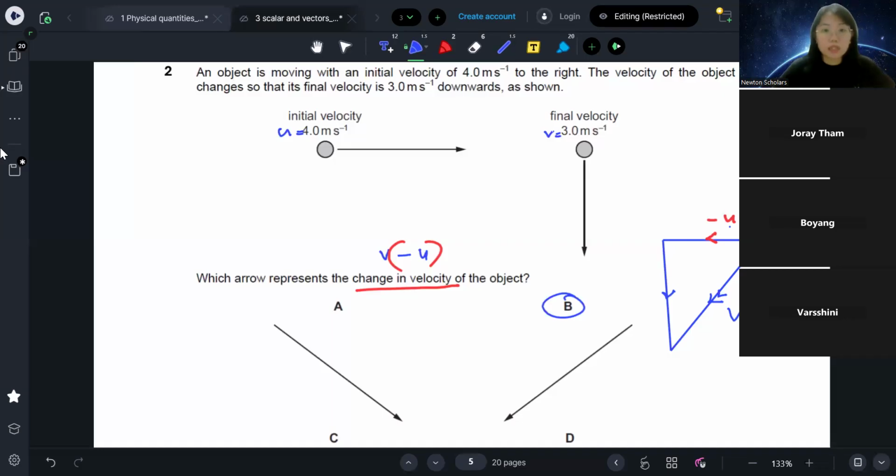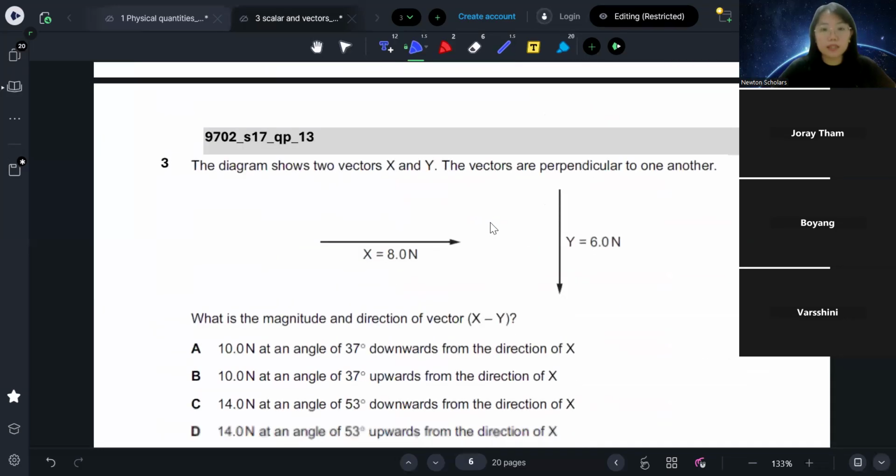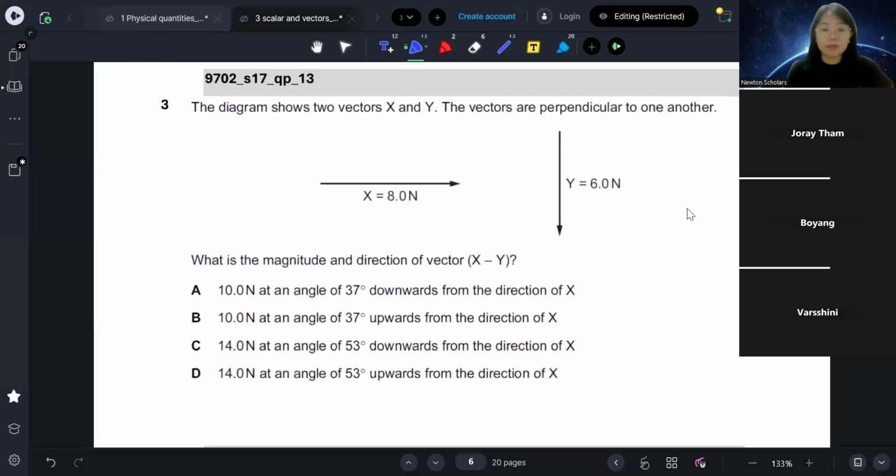Okay, next. X minus Y. This is 90 degrees, highlight perpendicular, 90 degrees. So if they are 90 degrees, please use the mathematics formula, solve it, settle.